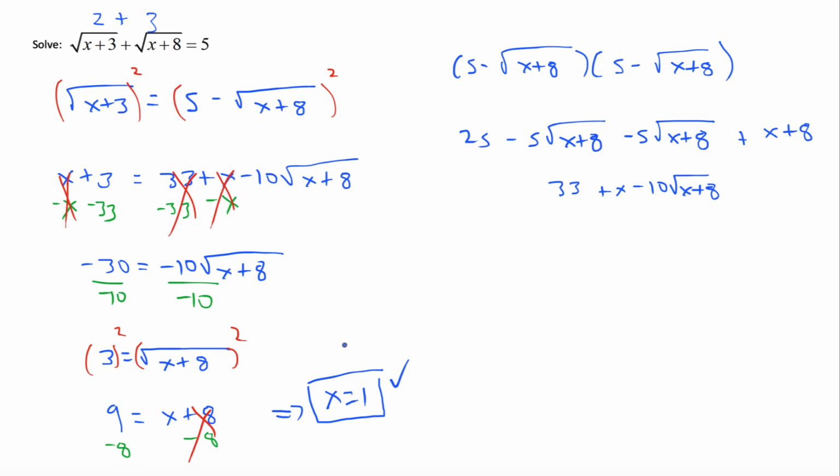That's a good answer. So remember, when we have two radicals in the equation, isolate one of them and square both sides. You're still going to end up with a radical, so isolate it again, square both sides again, and then you should be able to solve and get your answer.